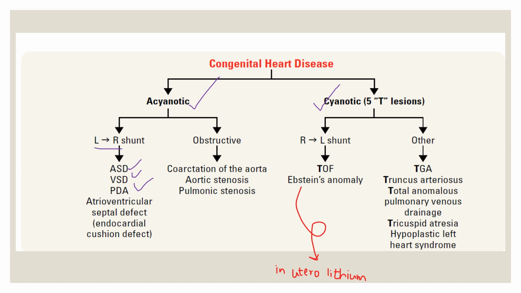In that you mainly have a left to right shunt, because as the child is born, the left sided pressure takes over. So when there is a gap or a connection between the right and left systems, mostly the blood starts to go from the left to the right side.